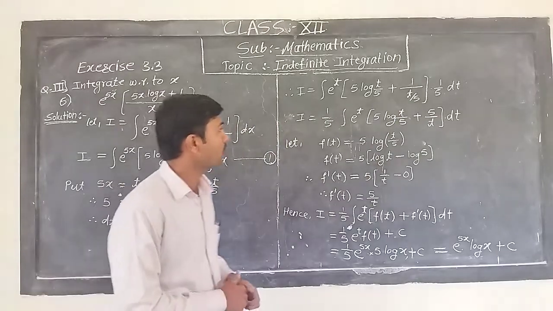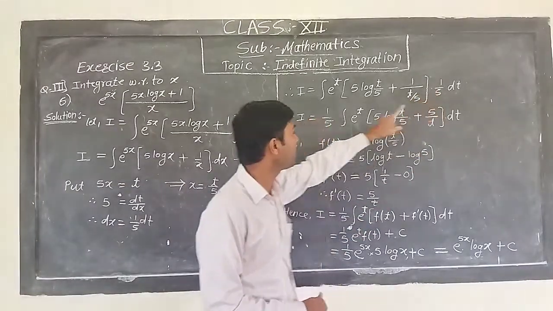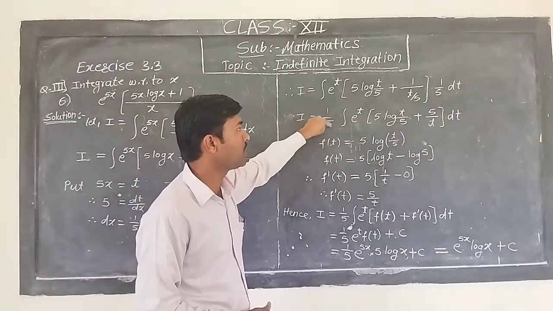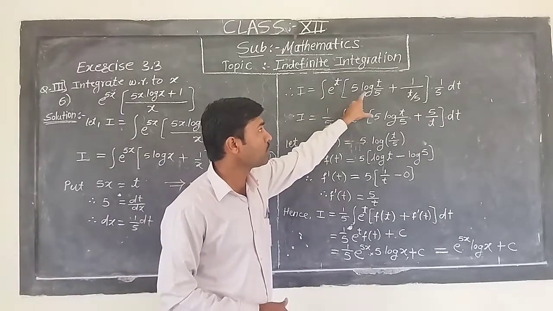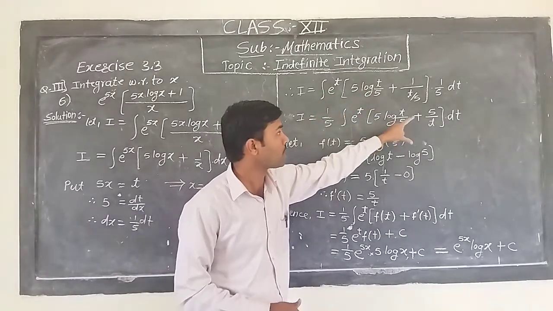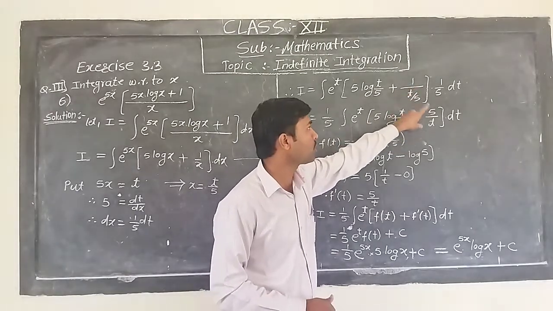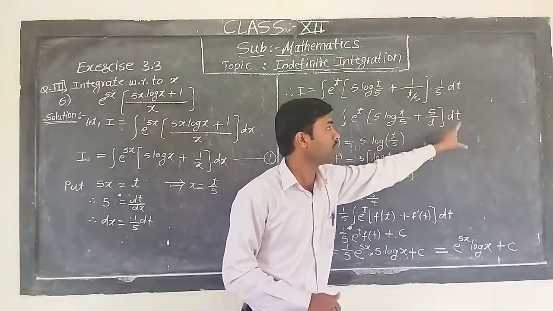Now how can we rearrange these terms? 1 upon 5 is a constant, so taking it outside of this integration, we get 1 upon 5 into the integration of e raised to t into 5 log of t upon 5 plus, the denominator comes to the numerator, so 5 ones are 5, it is 5 upon t, into dt.